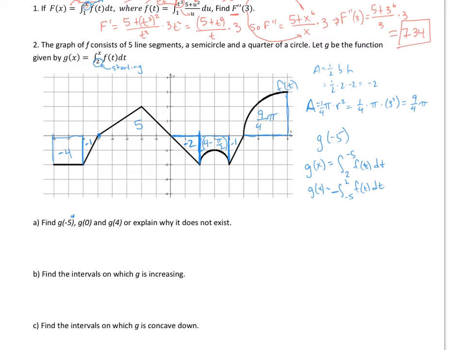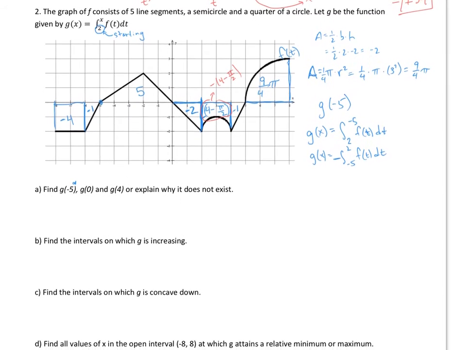Let me see if I can rewrite that a little bit better. Okay, so let's just make sure, we'll do it in another color, that we indicate that this area here is negative 4 minus pi over 2. We need that negative there. All right, so let's take a look at what we have to do. I'm going to slide this up a little bit.